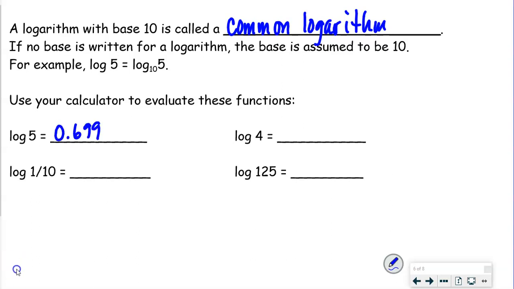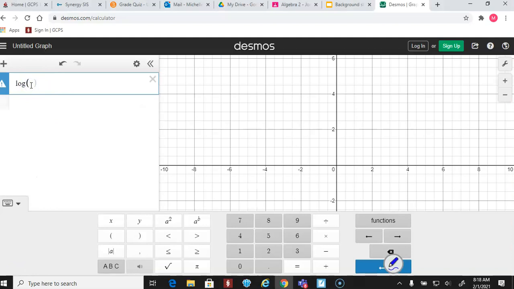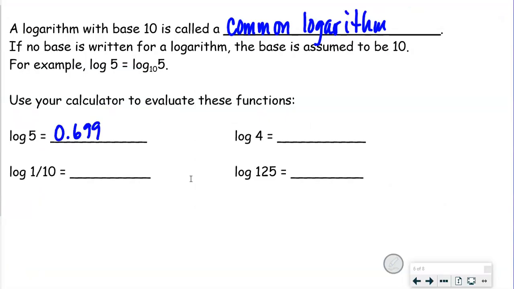Now let's look at the log base 4. So we're going to go ahead and put 4 here. This one's going to be 0.602. And then we're going to do log of 1/10. Go ahead and do that. You should see that that's -1. And then the log of 125 is going to be 2.097.